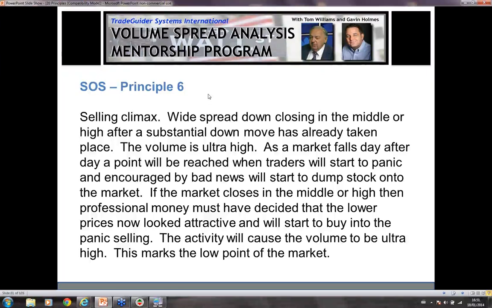As a market falls day after day, a point will be reached when traders will start to panic and, encouraged by bad news, will start to dump stock back onto the market. If the market closes in the middle or high, then professional money must have decided that the lower prices now looked attractive and they will start to buy into the panic selling. The activity will cause the volume to be ultra high. This marks the low point of the market.